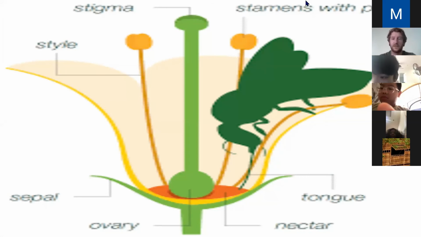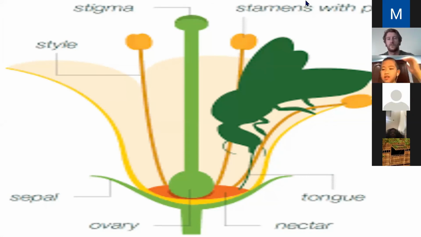Trying to get nectar. Yes, Billy. I think it's trying to get honey. Yeah, well, they're trying to get nectar, okay? So bees take nectar and they then make honey out of nectar, okay?